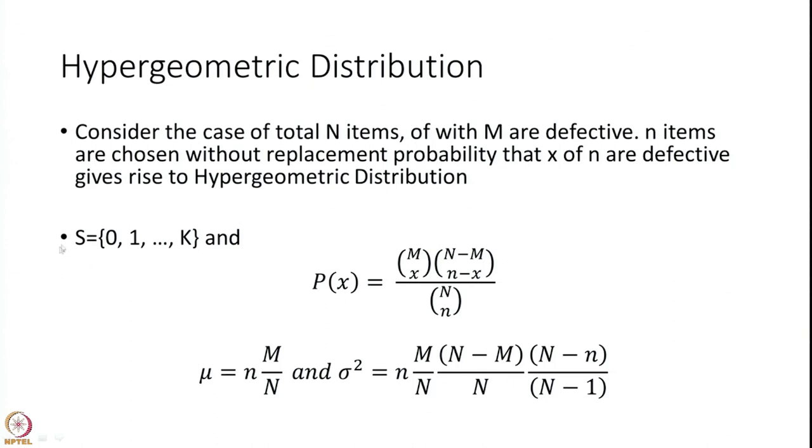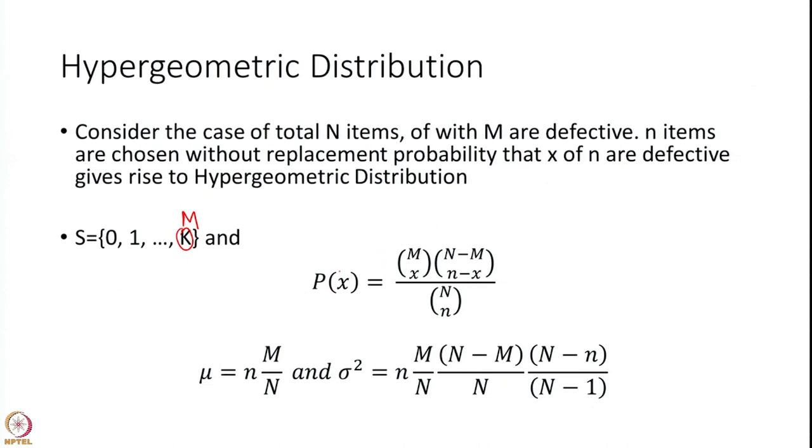and the probability that x of the n are defective gives rise to a hypergeometric distribution. So, your sample space is 0, 1, 2, 3, up to k. Where does the k come from? I think I have made a mistake. It should not be k, it should be m. Let me correct it. It should be m. So, you have x equal to s. Your sample space is 0, 1, 2, 3 up to m.